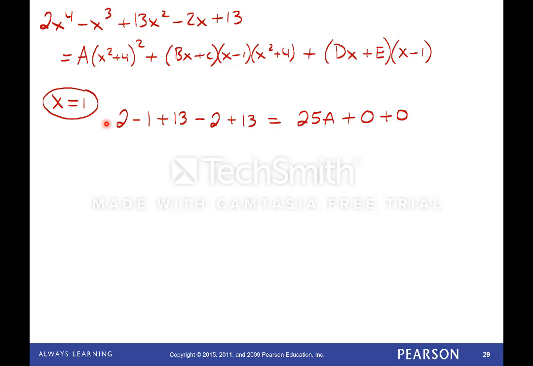So what do I get for a here? 2 minus 1 is 1, that's going to be 14. 14 minus 2 is 12. 12 plus 13 is 25. So 25 on the left and 25a on the right. Therefore, we know that a is equal to 1. So there's the shortcut method. I was able to find only one value, for a.